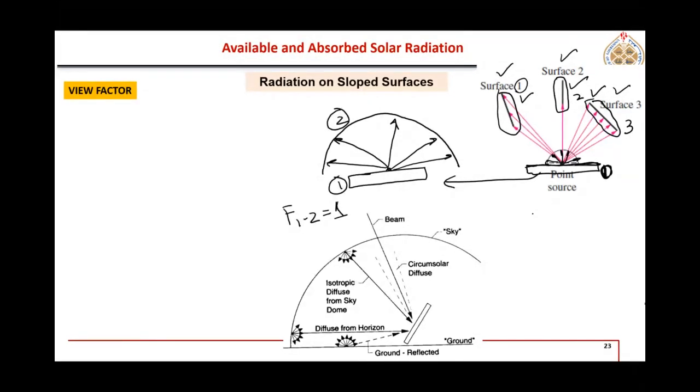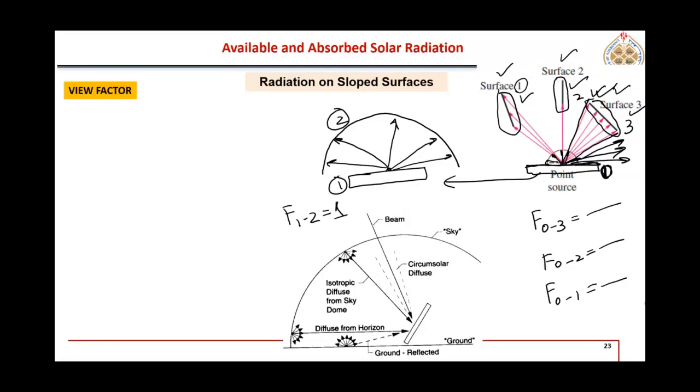In each case, this view factor will be less than 1 because this surface can intercept only this part of radiation. This part of radiation is not intercepted by 3. So in each case, I can define a different view factor. So f0 to 3, f0 to 2, similarly f0 to 1. In each case, it will be different.